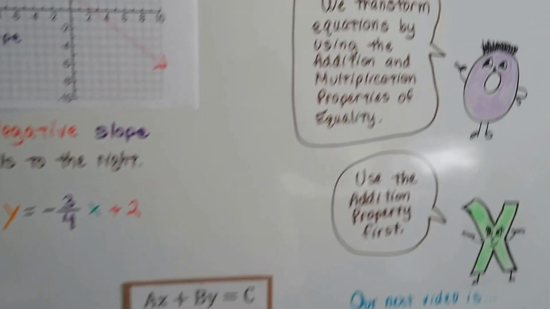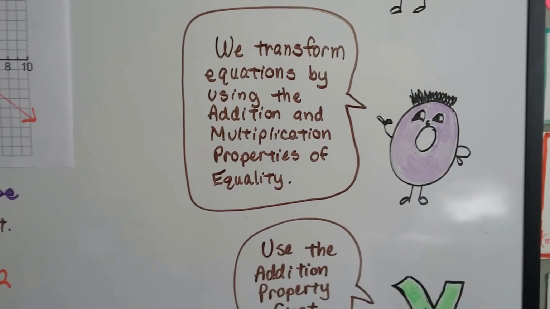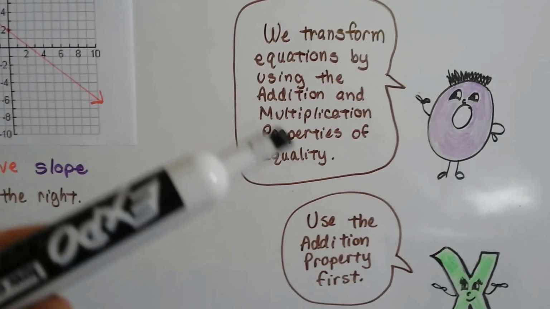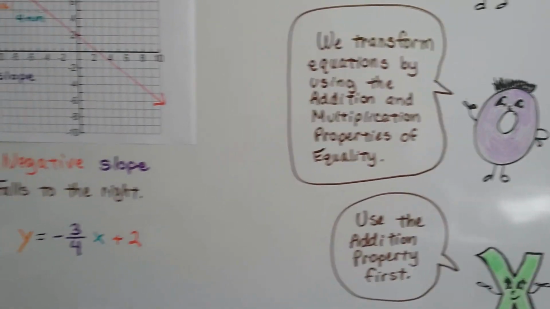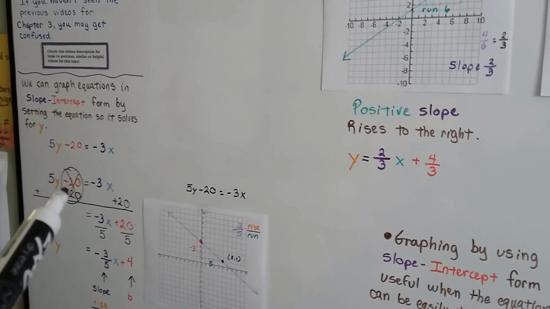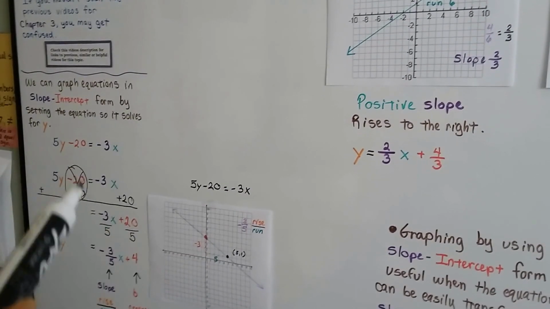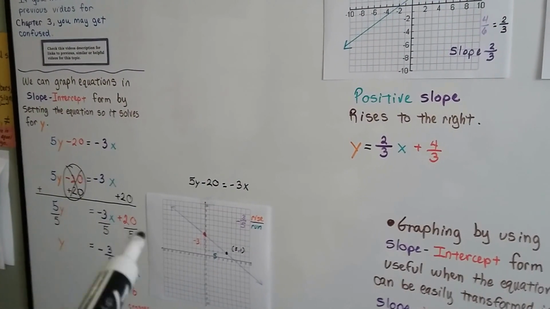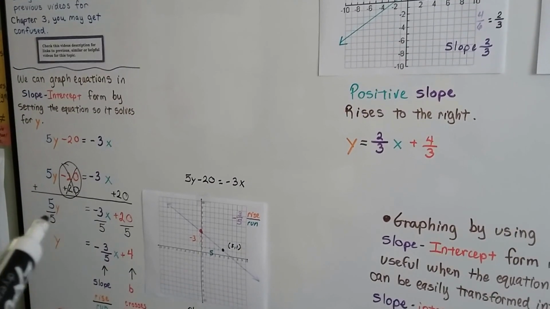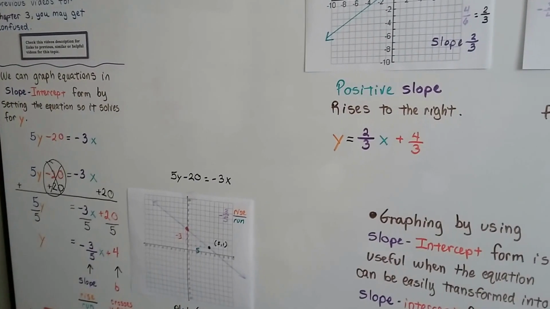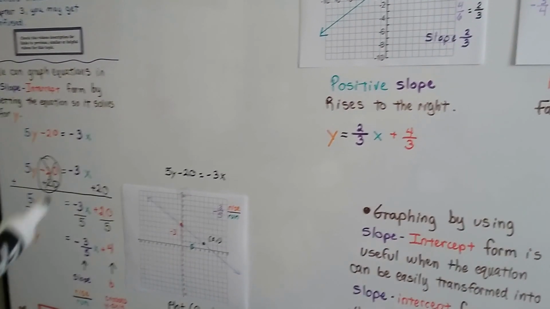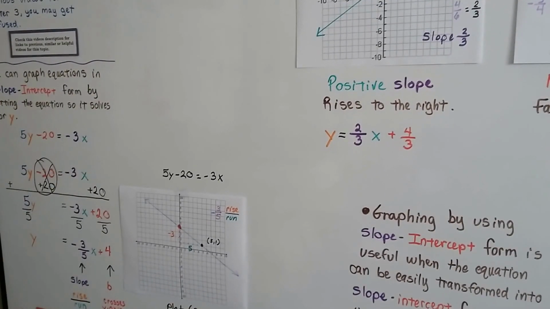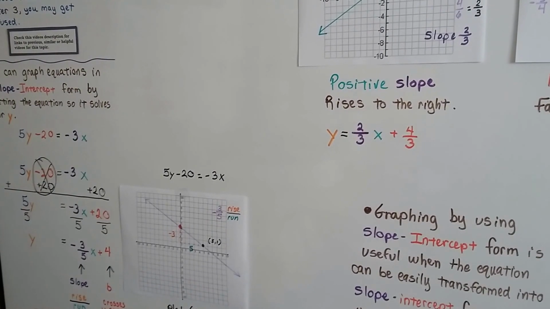Just remember that we transform equations by using the addition and multiplication properties of equality, and when we do that, we always use the addition property first, then the multiplication property, okay? So like in this one, we used the addition property first to eliminate that negative 20 there, then we used the multiplication property to isolate the y by dividing each term by that 5. See? I could have multiplied by the reciprocal, but if you saw the last video, you know that if there's no fractions here, we don't have to do that. We could just divide each side by the coefficient, okay?